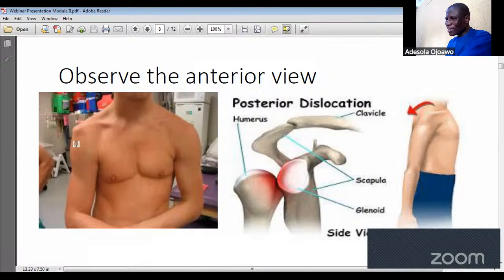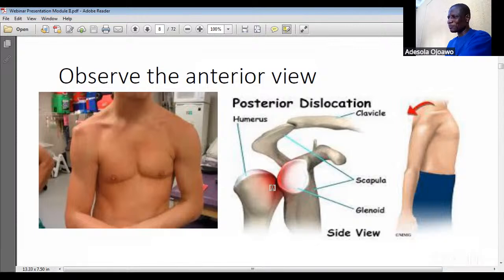As we go down, we are going to discuss more on this because we have the sulcus test that we do. There can be a posterior dislocation. This is what you have here. This is a typical example of the osteology of it. You are not going to be able to see this directly, but you can see this.